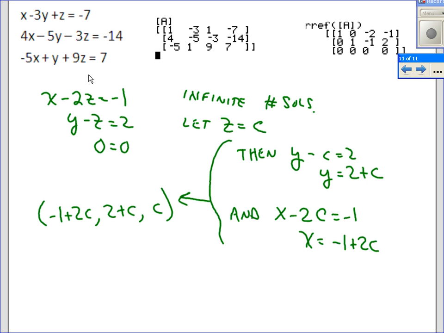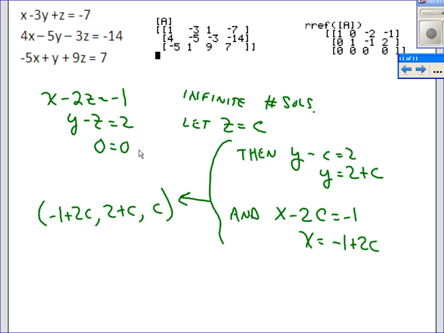Okay, and then my third example, again, type this into your calculator. Matrix A is the augmented matrix. Hit the reduced row echelon form. And here, notice my bottom row is all zeros. So that's saying 0 equals 0, which is true. Not really informative, but true. So this is our infinite number of solutions case.